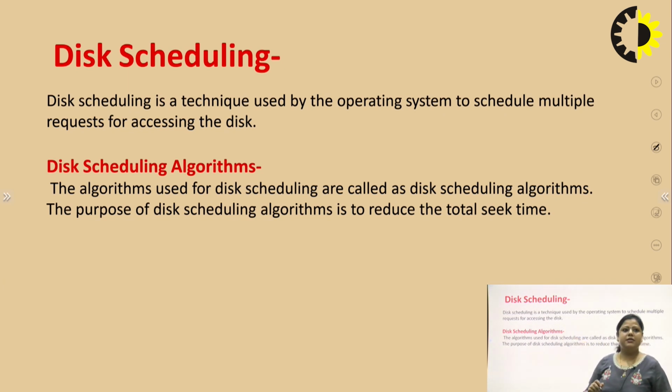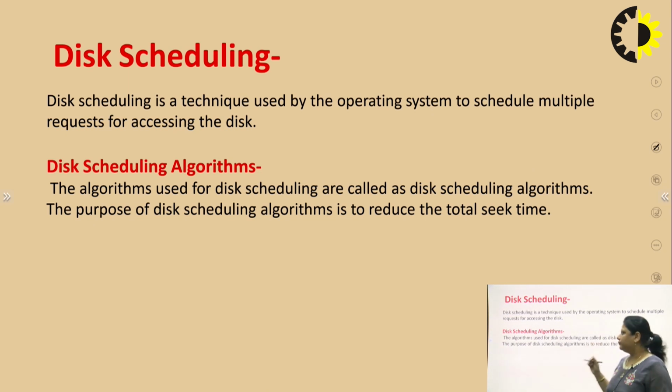Disk scheduling is a technique used by the operating system to schedule multiple requests for accessing the disk. So what are disk scheduling algorithms? The algorithms which are used for disk scheduling are called disk scheduling algorithms. The purpose of a disk scheduling algorithm is to reduce the total seek time.